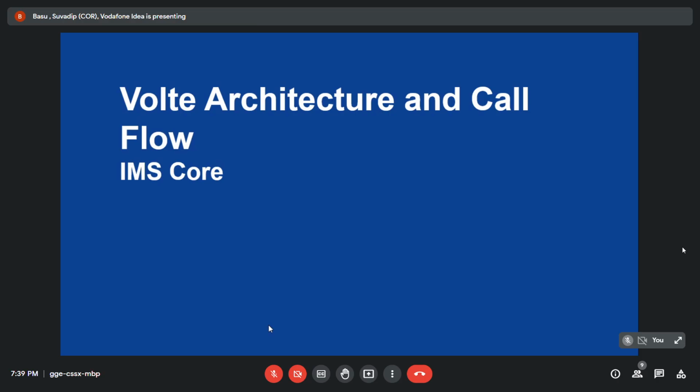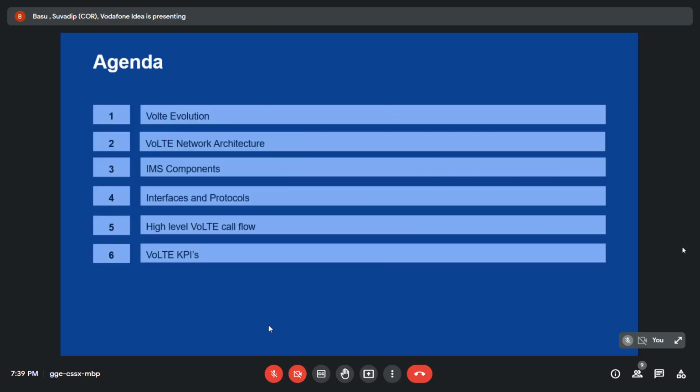So here we go. What will we study? Number one, the VoLTE evolution, how it was born, how it was comprehended. Okay. And then we'll see the classical network architecture of VoLTE. Then we'll see the components of the IMS system. And then we will learn about the different interfaces and the protocols.